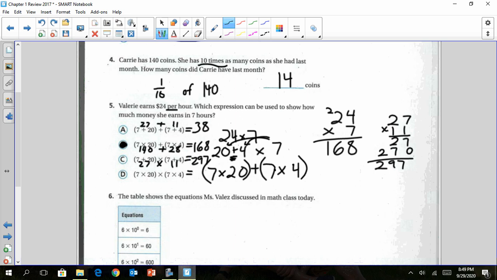And then the last one, this would give me 140. This side would be 28, and we're going to multiply those together. We know that's not going to give us 168. So the only correct answer here would be letter B. So you can use the distributive property, or you can solve the problem and then also solve each of these expressions to see which one would give you the correct answer.